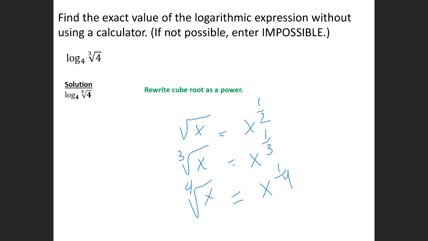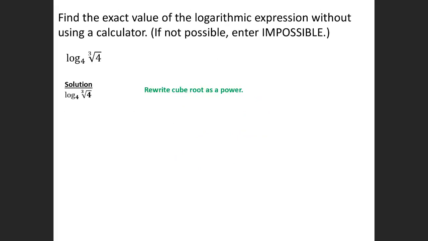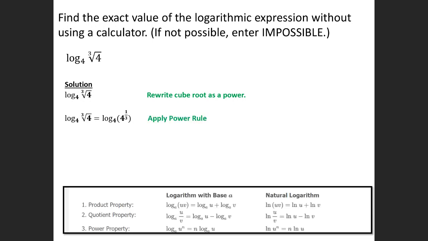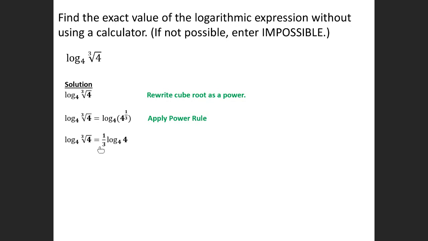And so let me just erase this. So they actually made it so that you can erase certain parts only. So that's good. So let's rewrite it. Instead of log 4 cube root of 4, we have log 4 raised to the 1/3 power. And then we're going to apply the power rule, which means that we're going to take this exponent here and move it to the front of the log. And so I have 1/3 log 4 of 4.